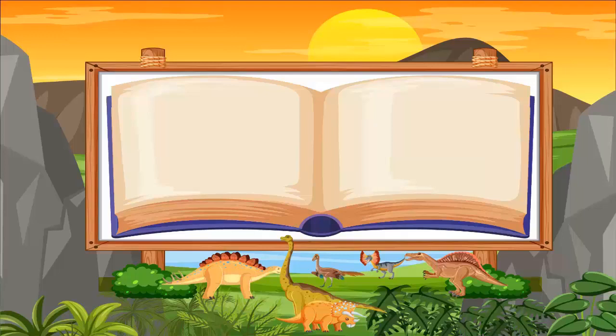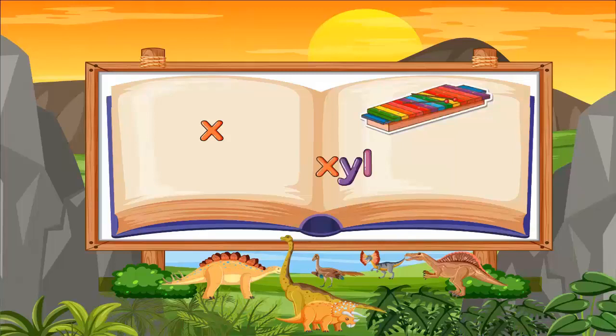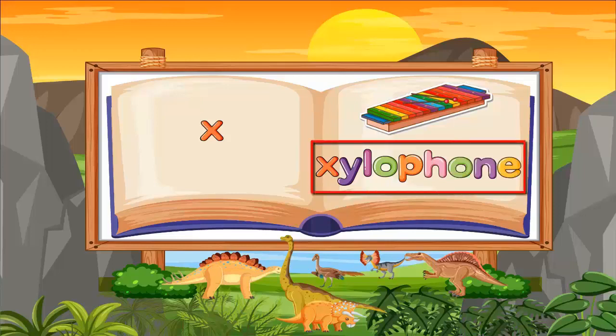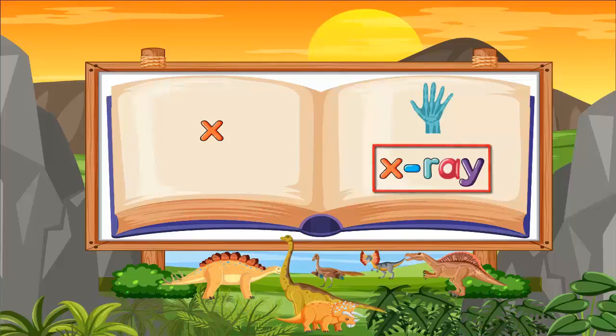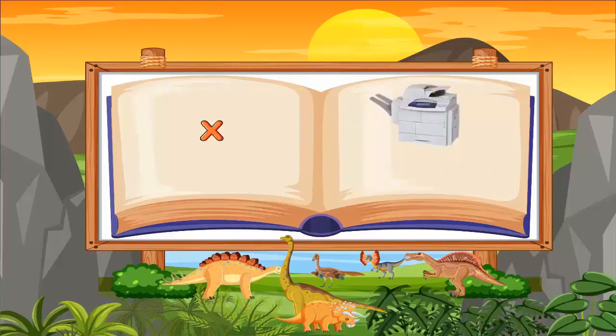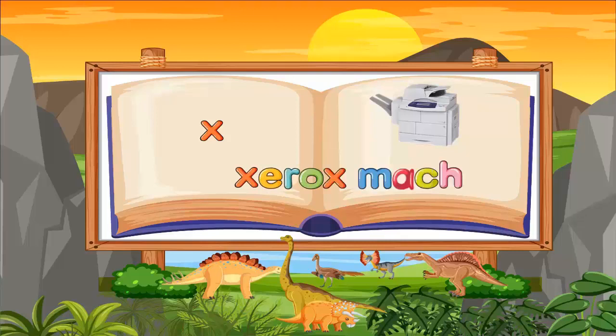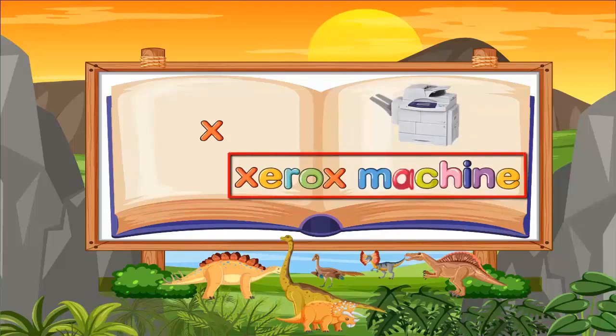We are going to learn words starting with the letter X. X for xylophone, X Y L O P H O N E, xylophone. X for x-ray, X hyphen R A Y, x-ray. X for Xerox machine, X E R O X M A C H I N E, Xerox machine.